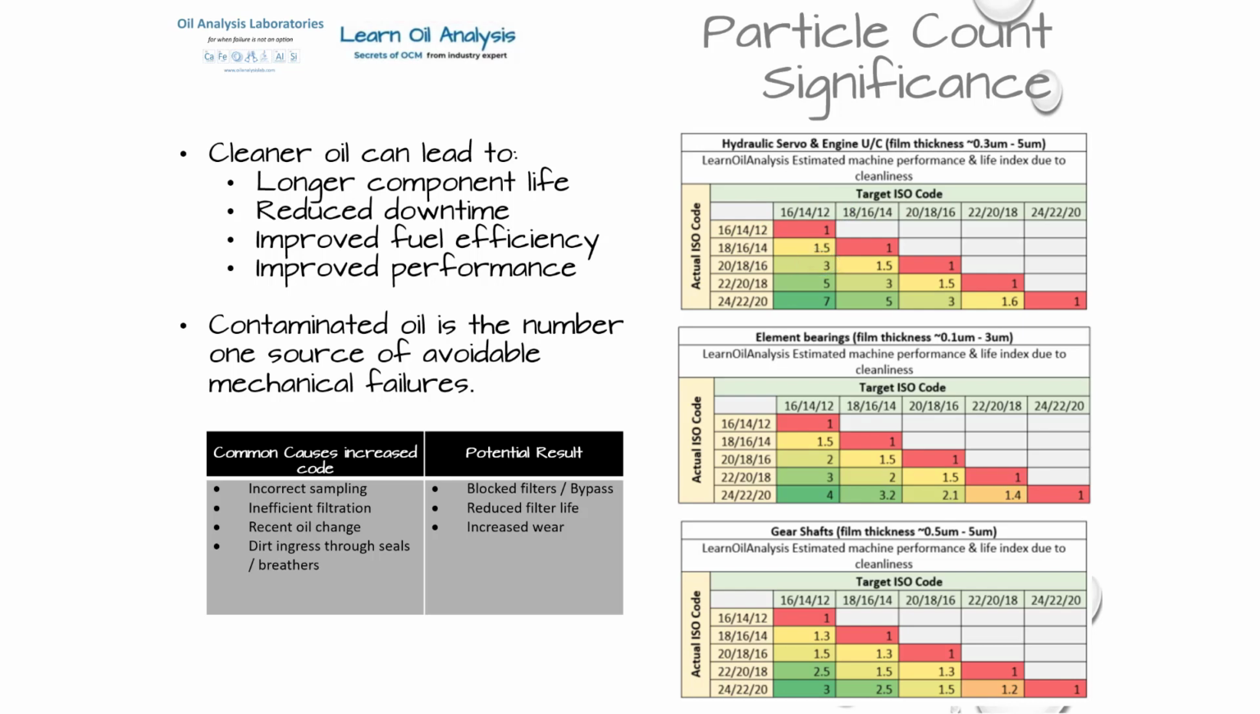So what are some of the common causes of high particle counts? Well, the most common cause is actually bad sampling, meaning the person who took the sample accidentally introduced dirt and contamination into the sample. After that are things like recent oil changes, which for ultra-clean equipment, new oil is actually quite dirty by comparison. The next cause, which is most significant, is dirt ingress through seals and breathers. The end result being reduced filter life, blocked or bypassed filters, and ultimately more wear.